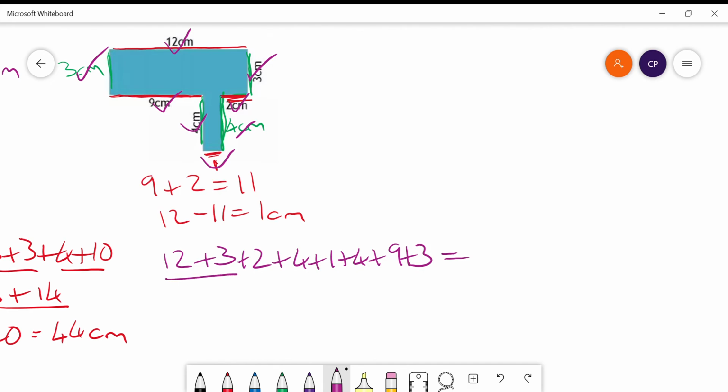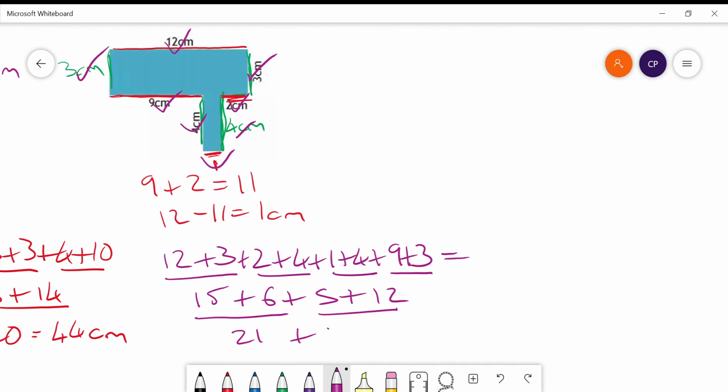I've got my 12 and my 3 to add together, which is 15. I'm going to add my 2 and 4 together, which is 6. I'm going to add my 1 and 4 together, which is 5. And then my 9 and my 3, which is 12. And again, start adding in pairs, then there's less chance of making a mistake. So 15 add 6 is 21. Then I add my 5 and 12, which makes 17. And then I've got 21 to add 17, which altogether makes 38.